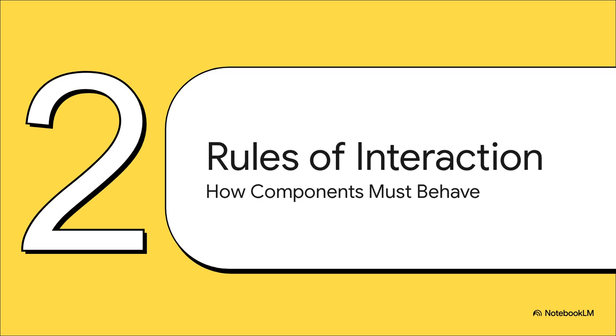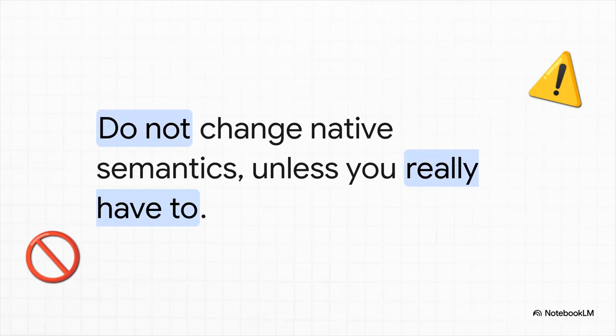What if you have to build a custom component? Well, that's where our next set of rules comes in. These are all about making sure your custom stuff behaves the way a user expects it to. Rule number 2 is a huge one. Do not change the built-in meaning, the semantics, of a native element.